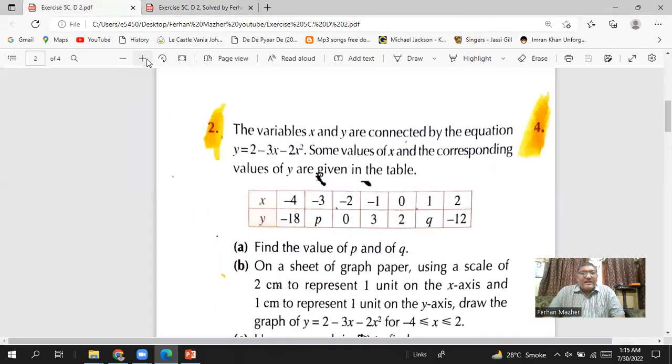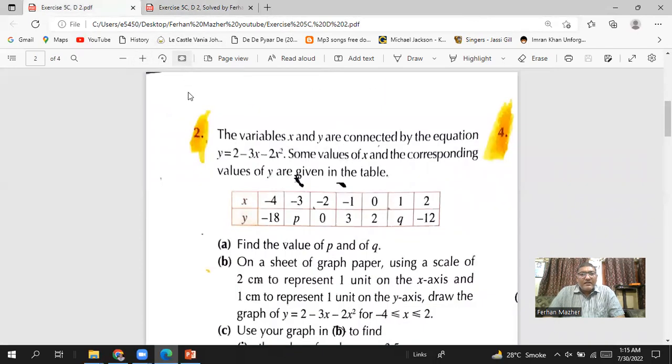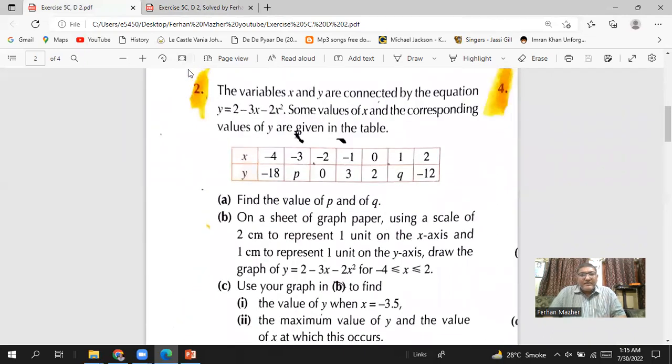Okay, so for the next part, this table is given. It says, on a sheet of graph paper, using a scale of 2 centimeters to represent 1 unit on the x-axis and 1 centimeter to represent 1 unit on the y-axis, draw the graph of y = 2 - 3x - 2x² for x greater than or equal to -4 and less than or equal to 2. Before you start drawing on the graph paper, you should understand the values of x. The values of x are going from -4 up to +2.